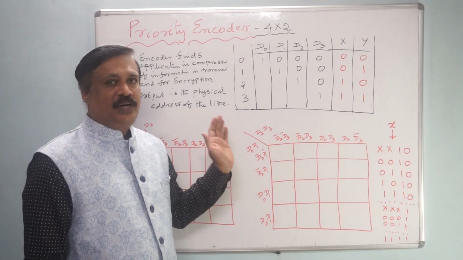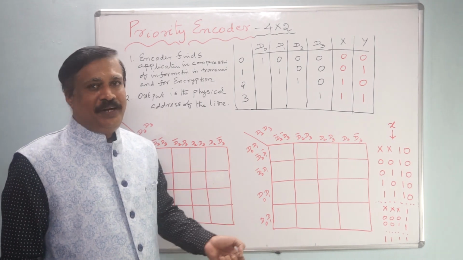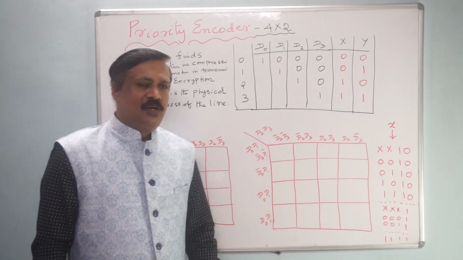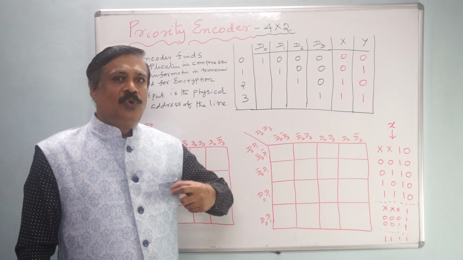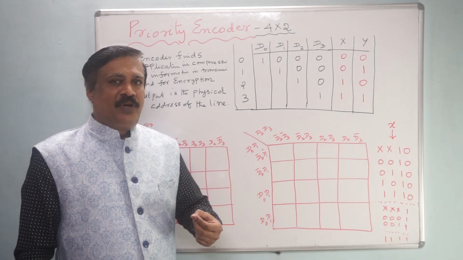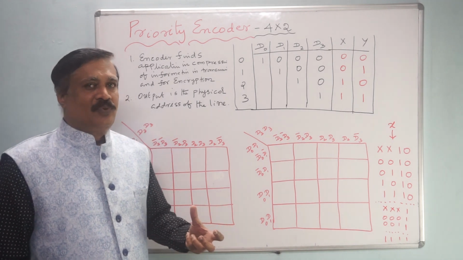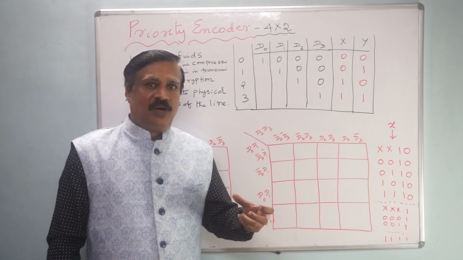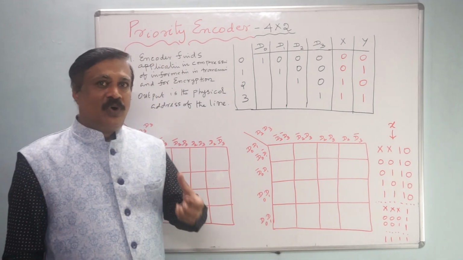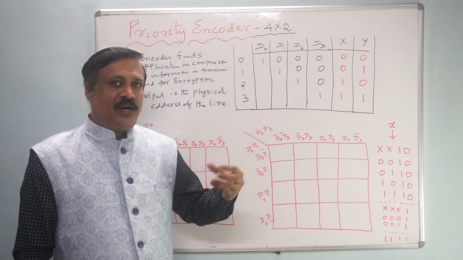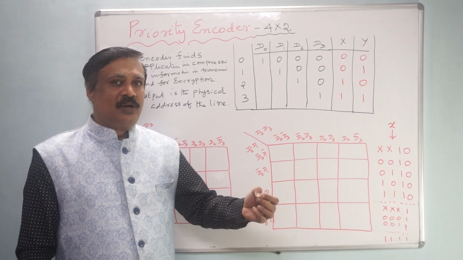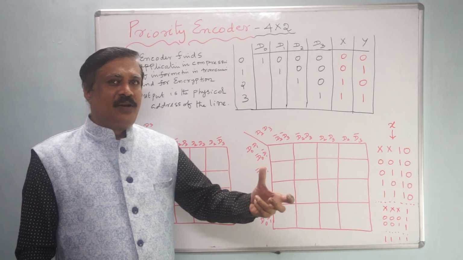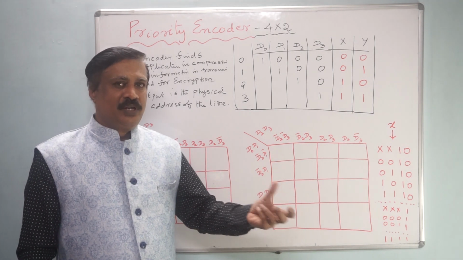Last class we have seen the encoder, octal to binary encoder and decimal to binary, or decimal to BCD, encoder. In that, what problem comes? If two inputs are high, then the output will show some error. Actually, in an encoder, any one of the inputs is always high, either 0, 1, 2, 3, and output is generated for that particular high input. If two inputs are high, then the output will be an error.